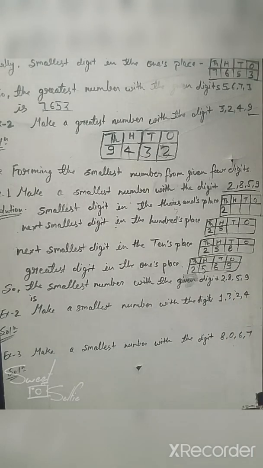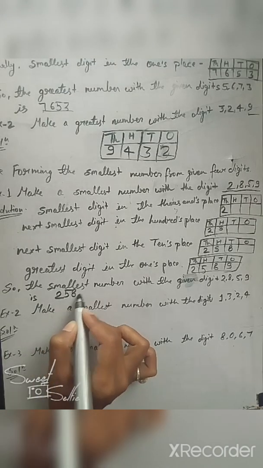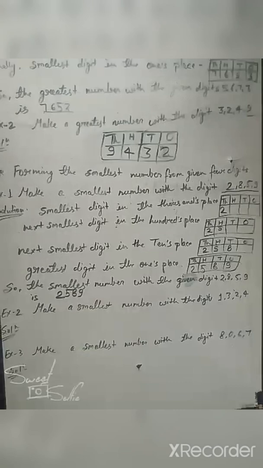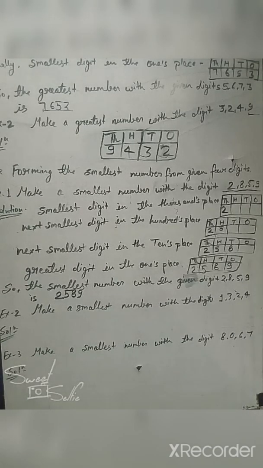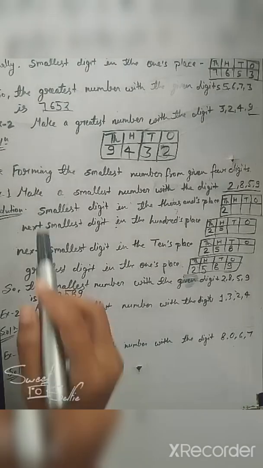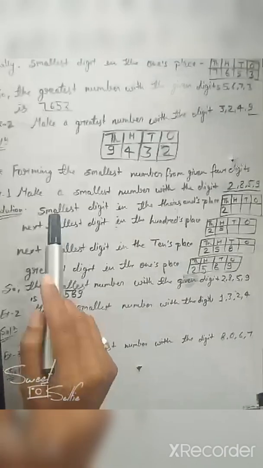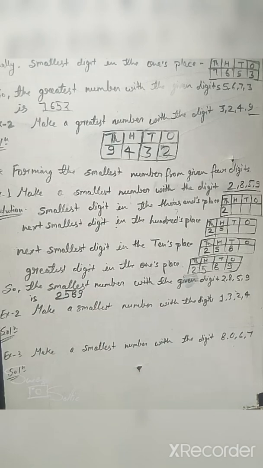So the smallest number with the given digits 2859 is 2589. We can see here this rule is just the opposite of the previous rule. In the previous rule, firstly we wrote the greatest digit, but here we will write the smallest digit. Okay, so let's see another example.